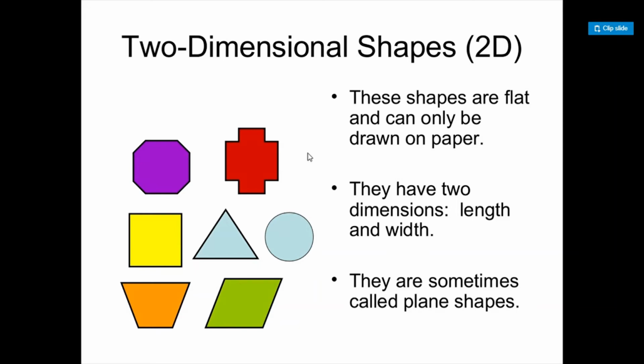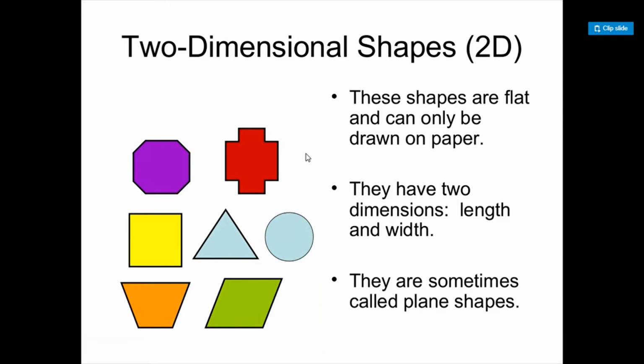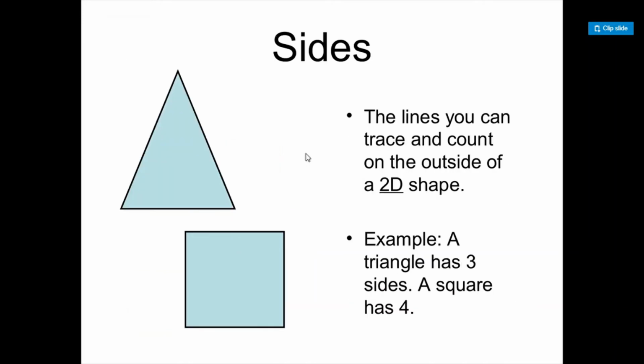They have two dimensions wherein it has only length and width. They are sometimes called plane shapes or plane figures. So since they are flat, we call these two-dimensional shapes plane shapes or plane figures. So we can classify a plane figure according to their sides.